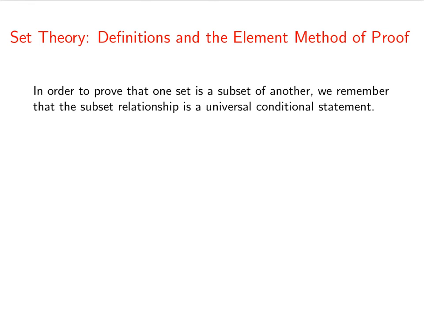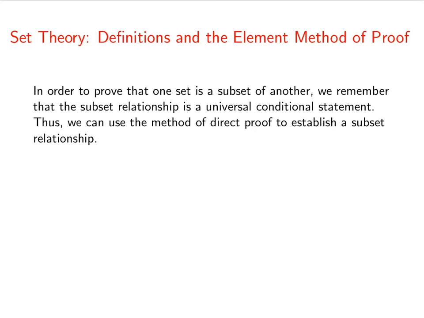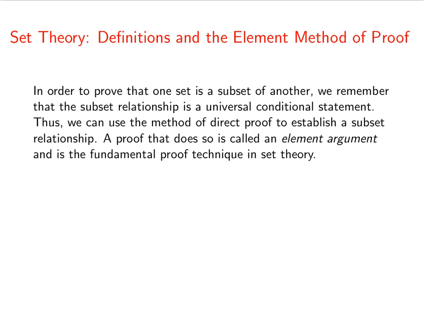Now, in order to prove that one set is a subset of another, we're going to have to keep in mind that the subset relationship is a universal conditional statement. And so we can use the method of direct proof to establish a subset relationship. Any proof that does this is called an element argument and is the fundamental proof technique in set theory. We're going to be using this a lot.